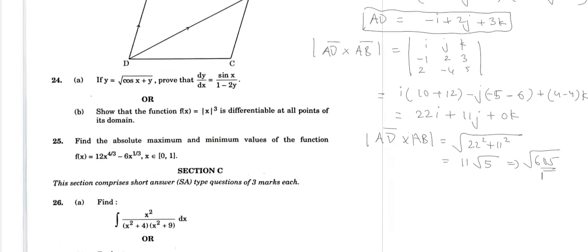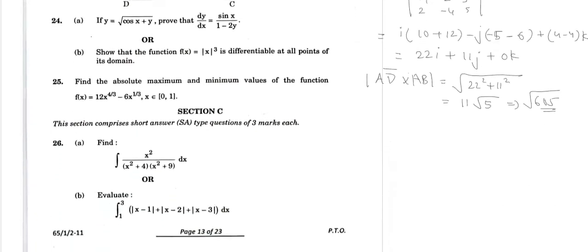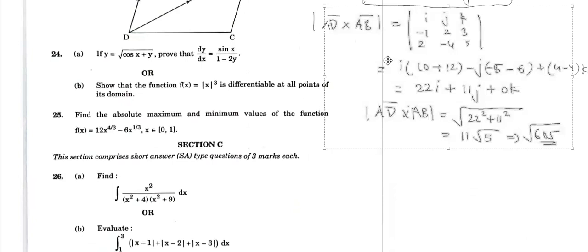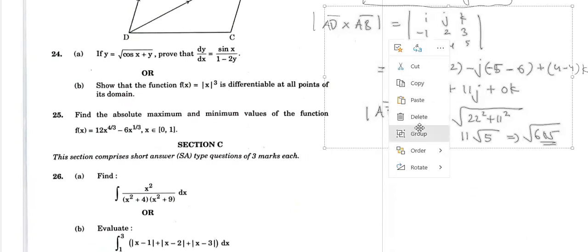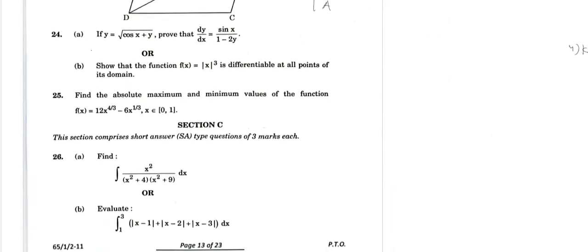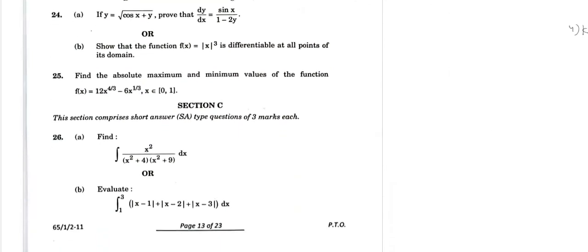Question number 24. Okay, in question number 24, we need to prove that dy by dx is equal to sin x upon 1 minus 2y. Okay, so let us see what is given here. Y is equal to under root of cos x plus y. We can take square on both sides. Squaring on both sides, we will get y square is equal to cos x plus y.